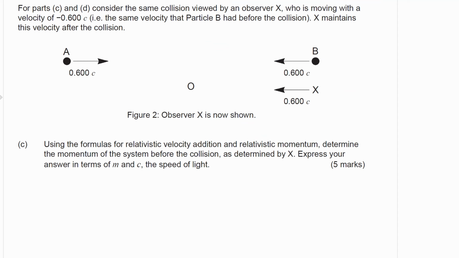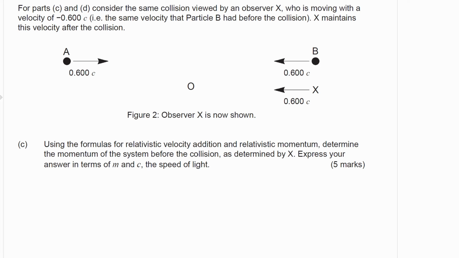Okay, part C and D. For part C and D, consider the same collision viewed by an observer X who is moving with a velocity of negative 0.6 c, i.e. the same velocity that particle B had before the collision. X maintains this velocity after the collision. So using the formulas for relativistic velocity addition and relativistic momentum, determine the momentum of the system before the collision as determined by X. Express your answer in terms of m and c, the speed of light.